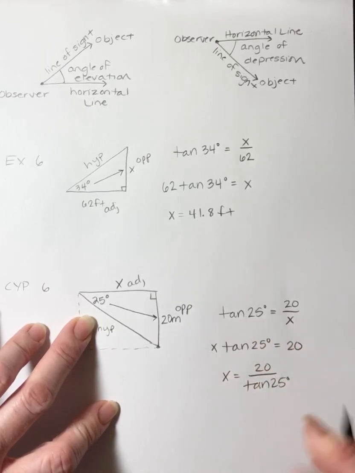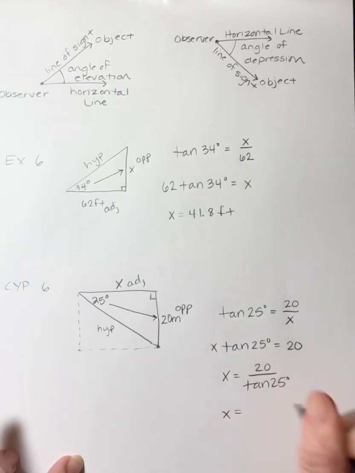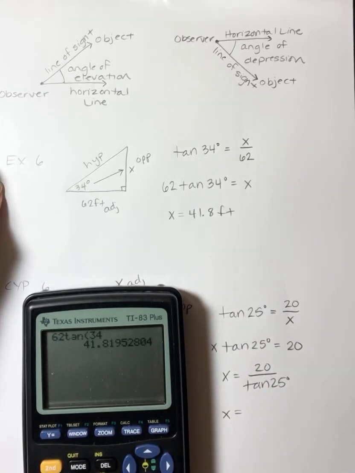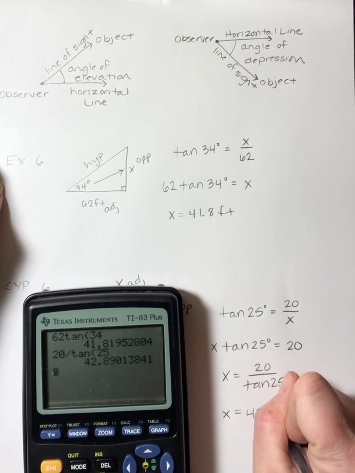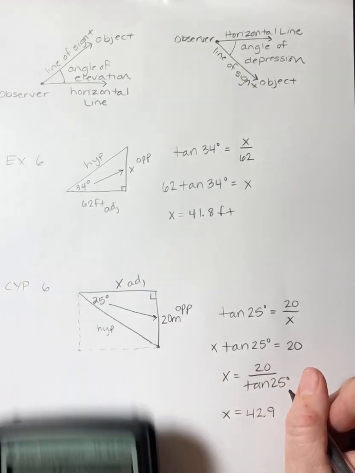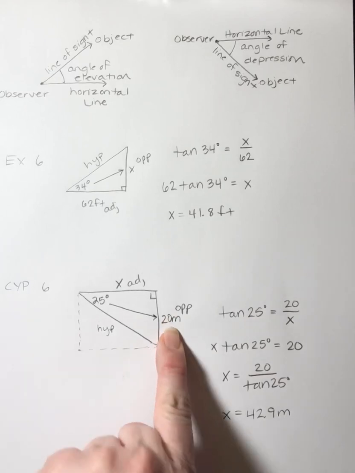And I'm not going to plug this into my calculator till this step right here. So now I can plug in 20 divided by the tangent of 25. And so I get 42.9 feet, meters, just kidding, meters. That's what I was checking for.